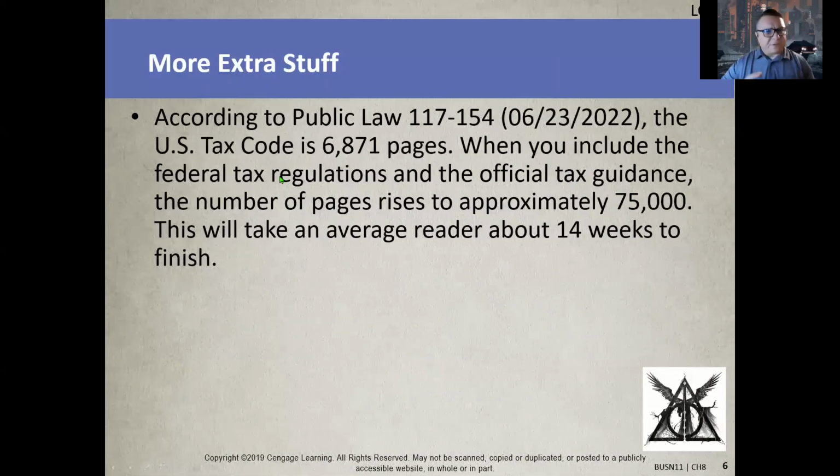And I don't remember if it was in this class or another class that we brought this up, but according to public law, the US tax code is 6,871 pages. When you include the federal tax regulations and the official tax guidelines, the number of pages rises to approximately 75,000. This will take an average reader about 14 weeks to finish. So it's huge, it's complicated, and they keep building on it year after year.